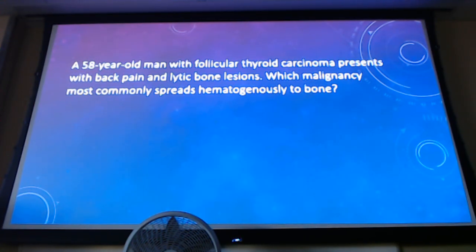Alright. 58-year-old male with follicular thyroid carcinoma presents with back pain and lytic bone lesions. Which malignancy is most commonly spread by blood to bone? Follicular. Follicular goes to bone. I already told you. Short-term memory test.